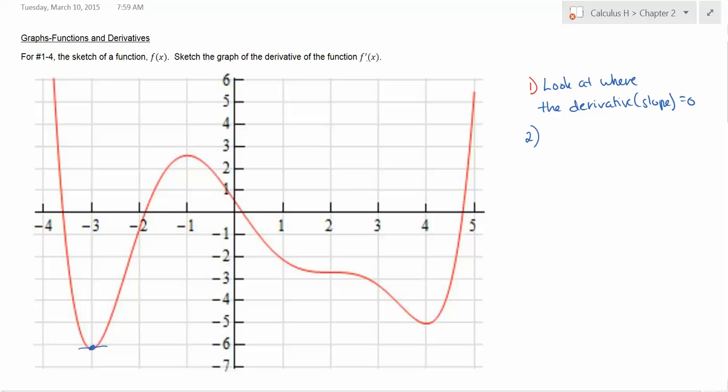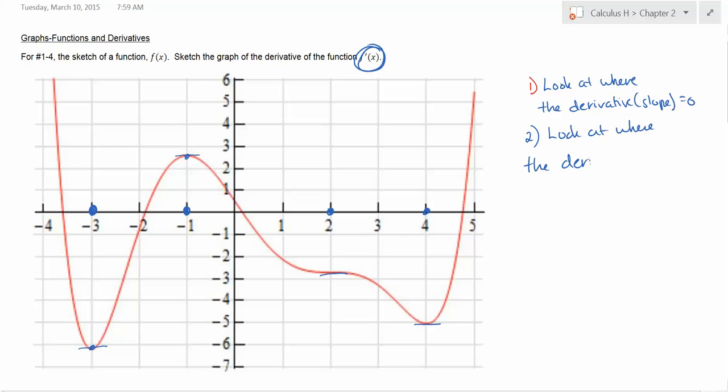So I'm going to let f prime of x be represented by my blue color here. So I'm going to go ahead and say my slope is 0. My slope is 0, it looks like right about -1, so I'm going to also draw on that point. It looks like my slope is 0 about at 2, so I'm going to draw on that point also, and at 4 as well.